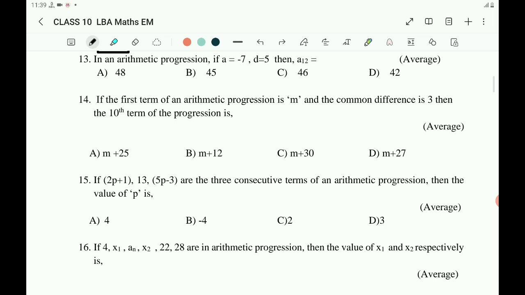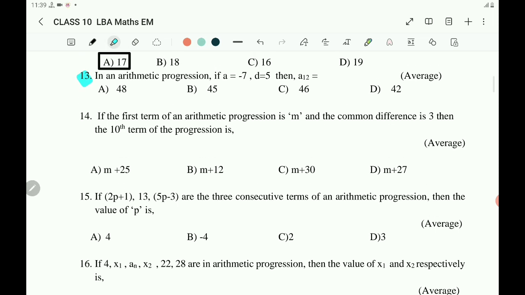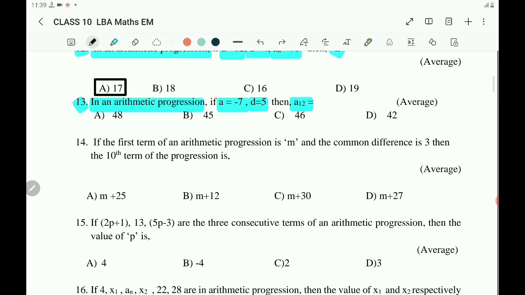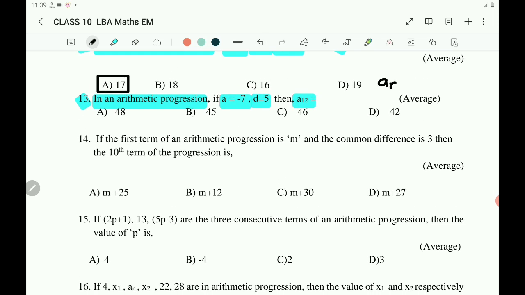Next, you take question number 13. Question number 13. In an arithmetic progression, if a equals minus 7, d equals 5, a12 equals? We have to find out a12, which means the 12th term. The first term is given, that is minus 7. The common difference is given, 5. And we have to find out a12 by using the formula an equals a plus (n minus 1) into d. Use the formula for an. Here a12 is to be found out.